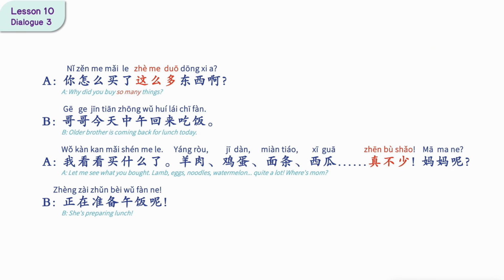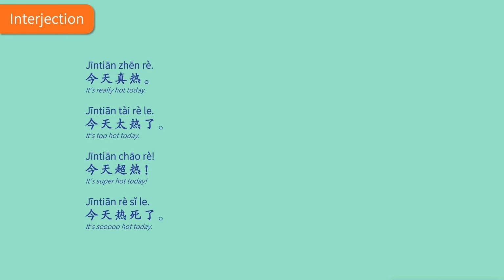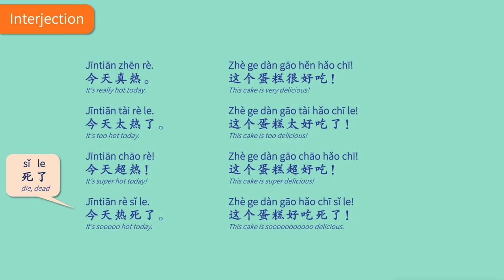Another point: 这么多 and 真不少 have similar meanings, like such many, so many. They both have an exclamatory tone. Some other words can also have exclamatory tones. 今天真热, today is really hot. 今天太热了, so hot. 今天超热, super hot. 今天热死了. An adjective with 死了, where 死 itself means dead, has the meaning of extremely something. Today is extremely hot. 这个蛋糕很好吃。这个蛋糕太好吃了。这个蛋糕超好吃。这个蛋糕好吃死了。So you can notice you have to exaggerate when you say this.